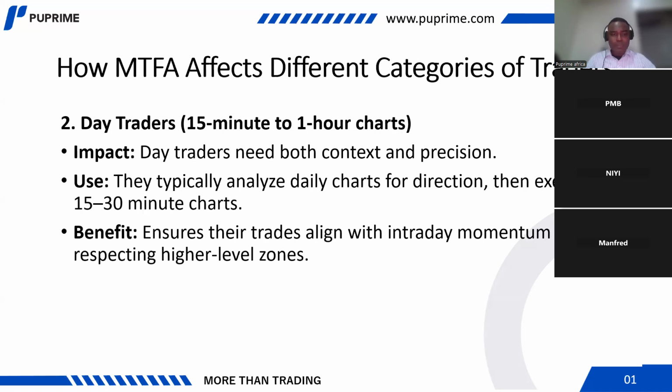For day traders who trade between 15 minutes to 1 hour for entry, day traders need both context and precision. They typically analyze daily charts for direction, then execute the trade on 15 minutes to 30 minutes, sometimes on 1 hour. So the daily chart is used to know direction, while entry is made on either 15 minutes, 30 minutes, or possibly in some instances 1 hour. Benefit, it ensures their trades align with intraday momentum while respecting the higher level zones.